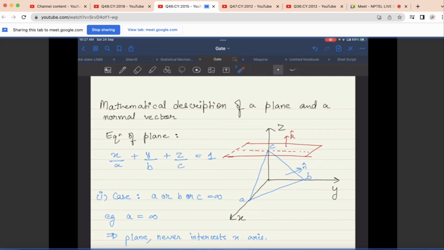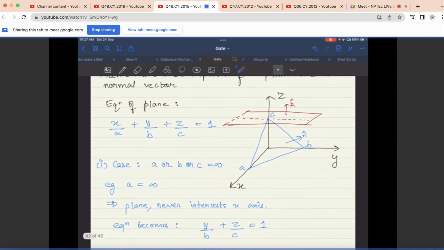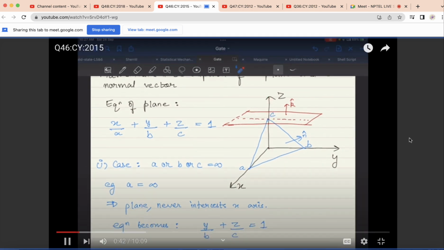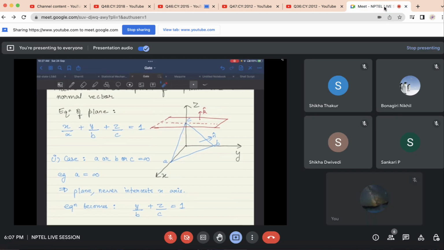So for example, if you look on your right, this is the x, y, and z axis, and if the intercepts of the plane shown in blue color are a, b, and c respectively, then this plane has an equation as shown here: x by a plus y by b plus z by c equal to 1.